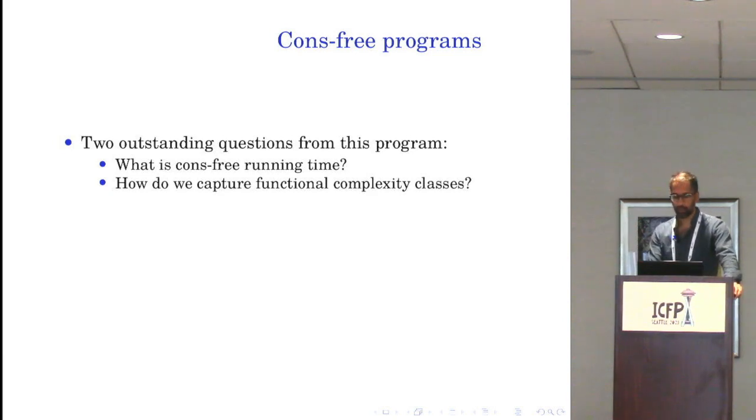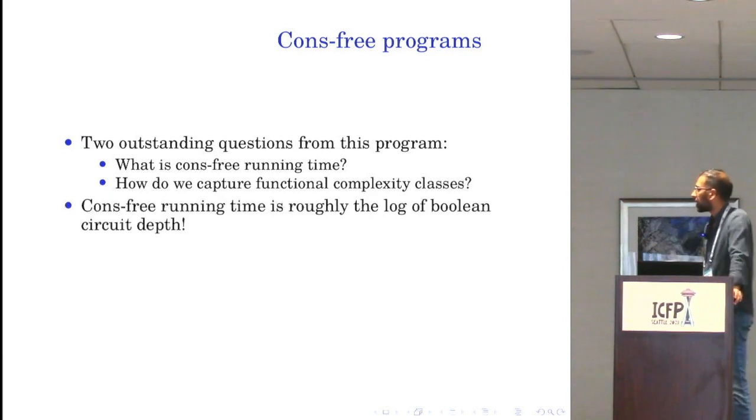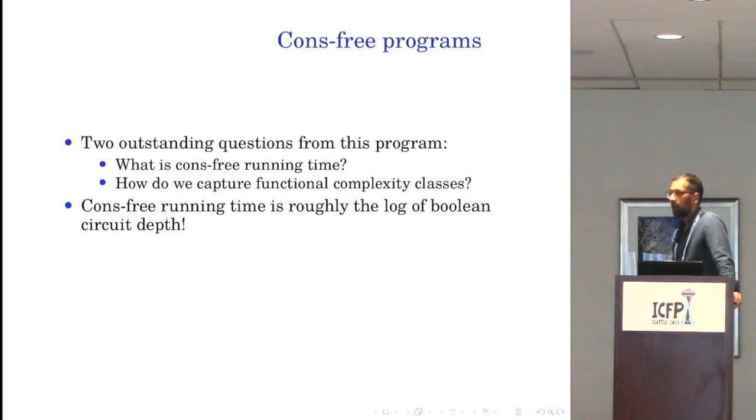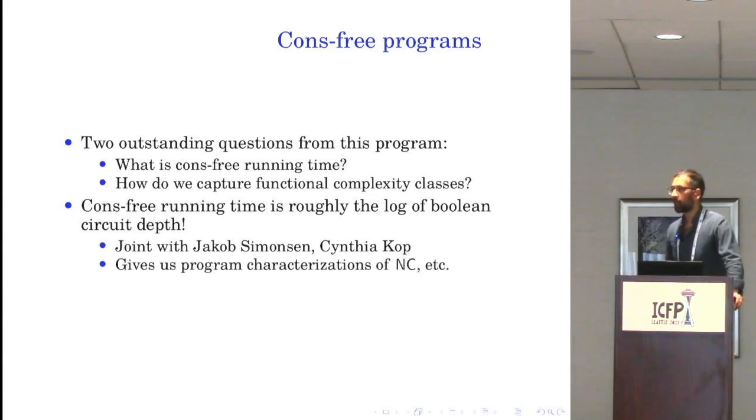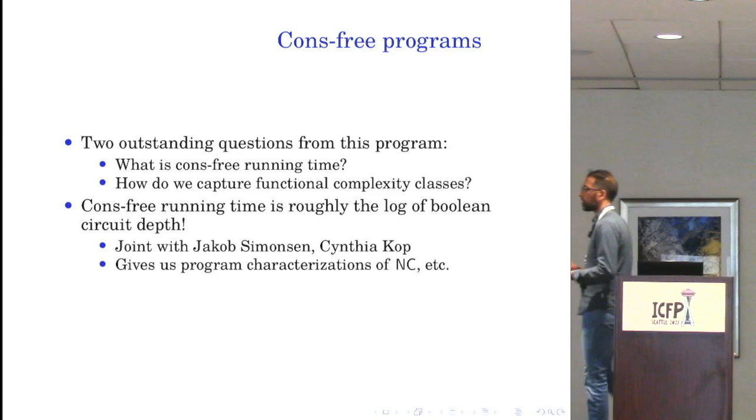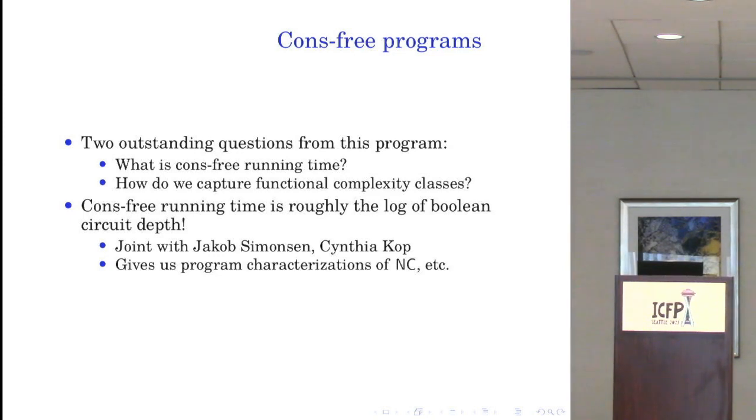So I do want to say this, which is very interesting. Cons-free running time is the log of Boolean circuit depth. So we remove cons from the programming language, and we actually recover another classic measure of complexity, which I think is very interesting and unexpected. And this is also joint work with Jakob and Jakob, and it means that we have characterizations of complexity classes like NC, which is intermediate between L and P, as a time class of cons-free programs.